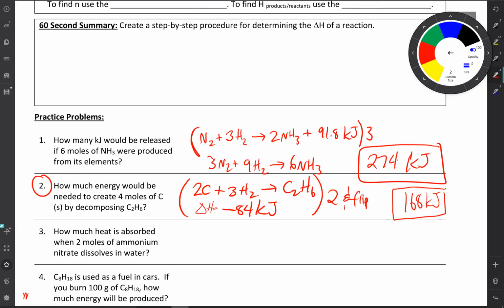Question 3 is very similar to question 1 and 2. Question 4 is a little bit trickier. It asks you to incorporate some information about the mole. So try those out on your own and definitely check out the answer key. All right, let's get back to the notes.